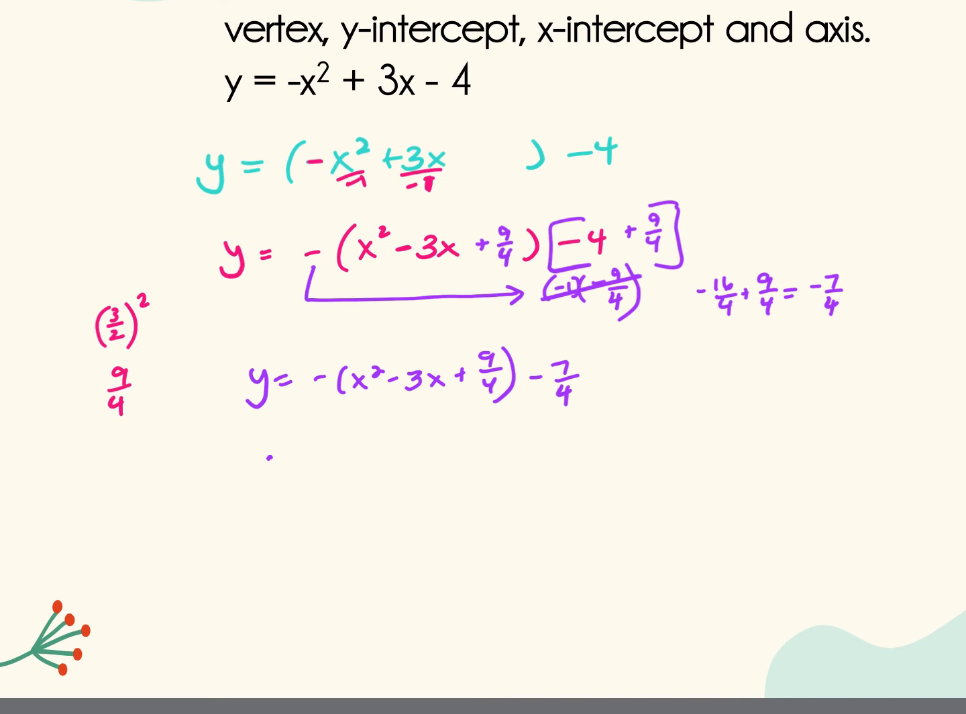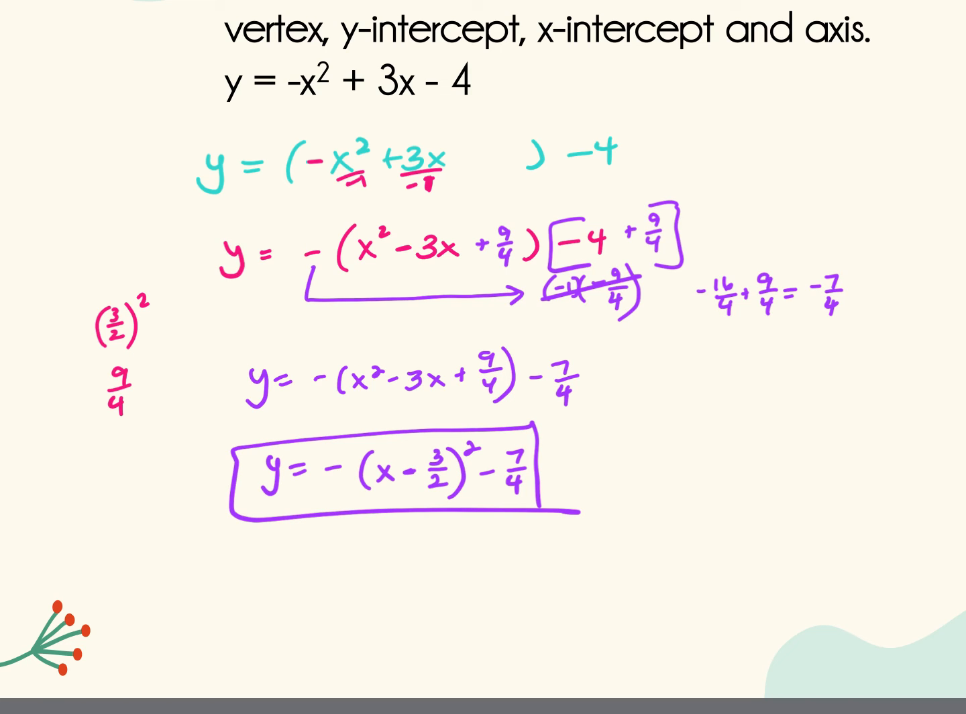Okay, negative stays on the front, and now I factor it. Square root of x squared is x. Square root of 9/4 would be 3/2. Keep the sign from the middle, which is the minus, put it in the parentheses, and square it, minus 7/4. So here's my equation in standard form.